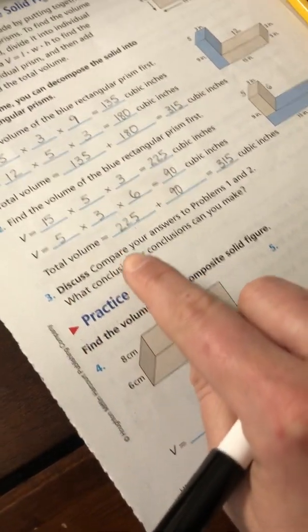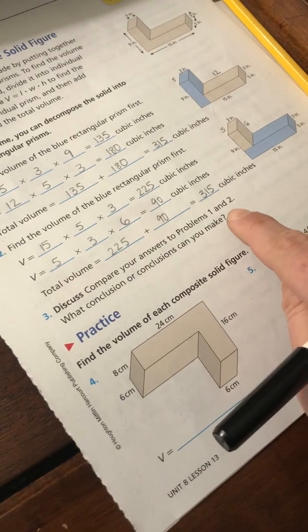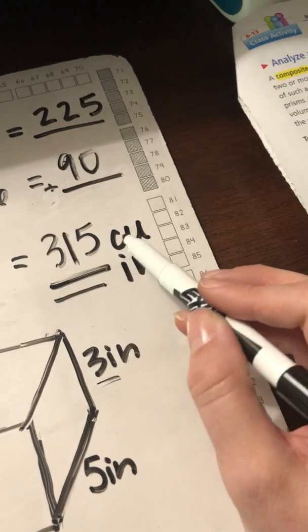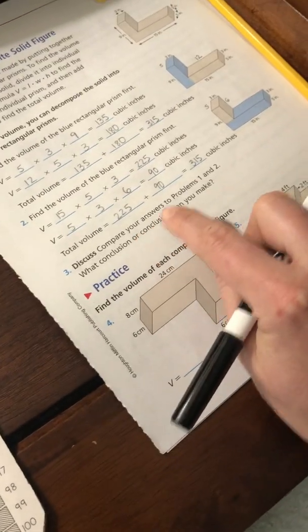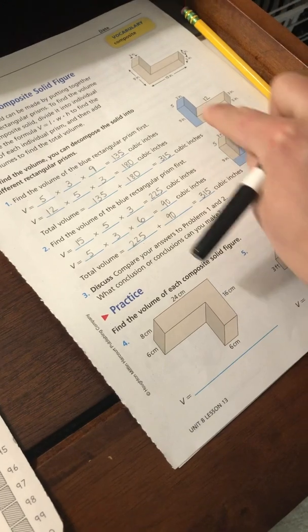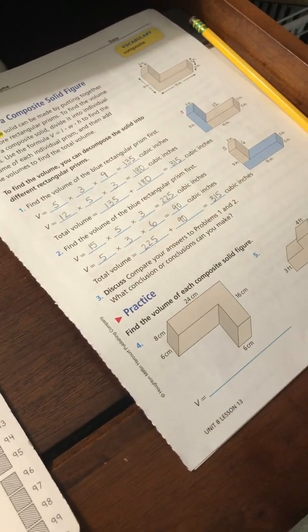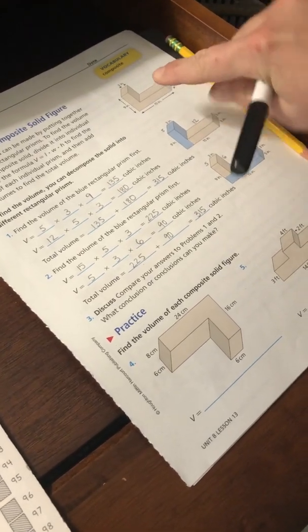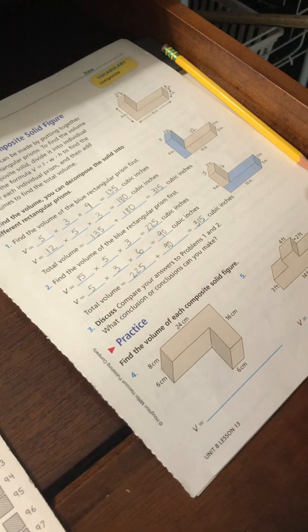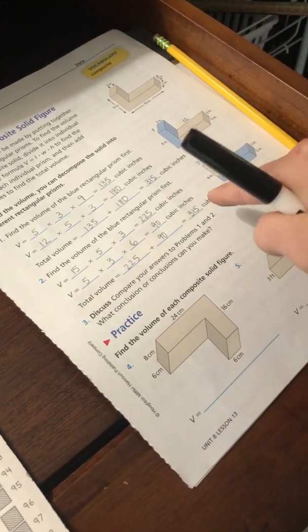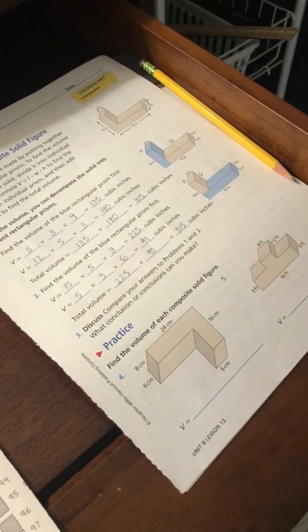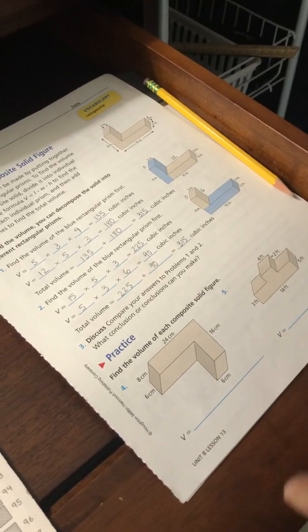And so that's taking a look at number 3 that's coming up in your workbook. Can you compare your answers to problems 1 and 2? Well, the answers that we got, they were the same. They were both 315 cubic inches. So no matter how we cut the composite figure, we get the exact same volume because the figure itself is not changing. It's still this original figure. Now, a conclusion that we can make is that there's more than one way to split the figure up into 2 separate rectangular prisms. Is there a right? Is there a wrong? No. It's up to you.